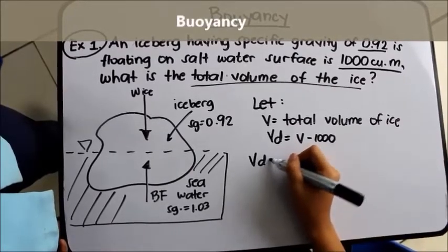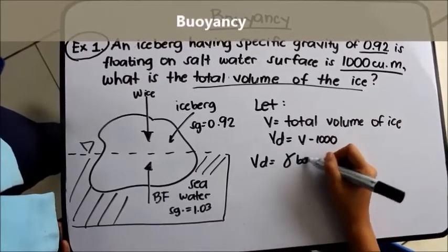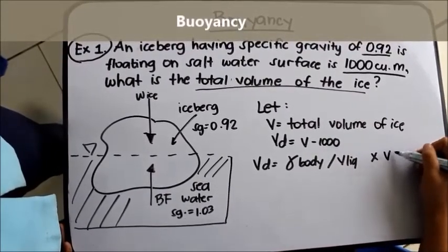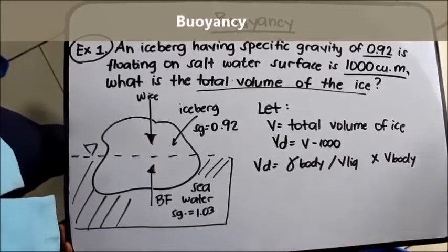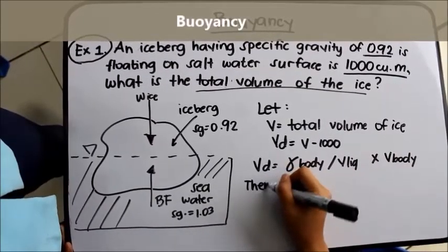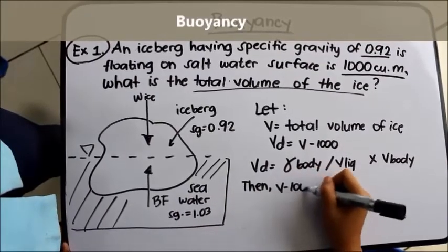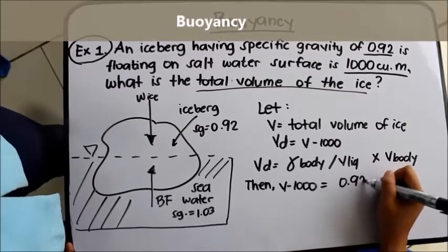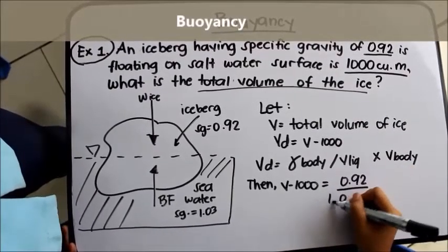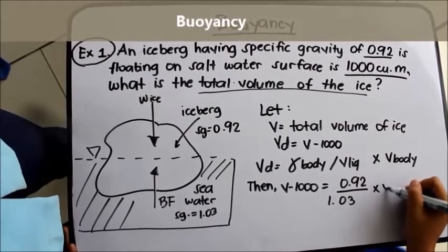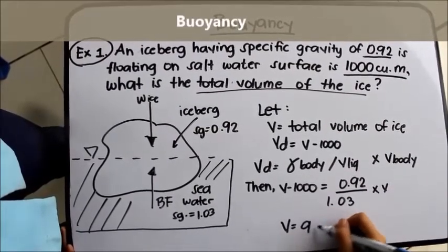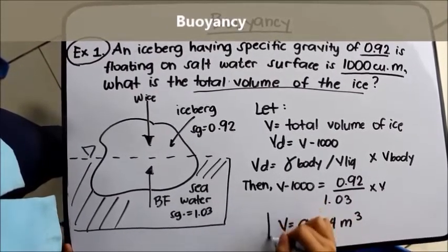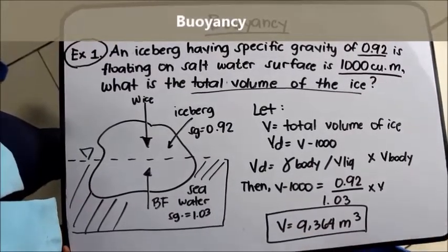So Vd equals unit body over unit liquid, times the volume of the body. So V minus 1000 equals the specific gravity of the iceberg, which is 0.92, over 1.03, times the volume. We will have the volume of 9,364 cubic meters. So this is the final answer for your volume.